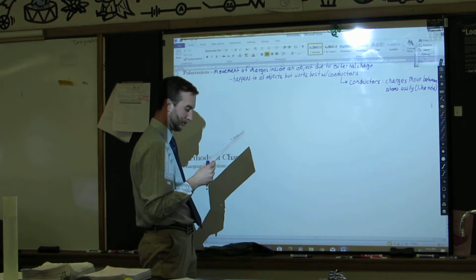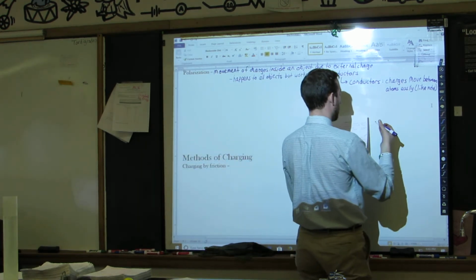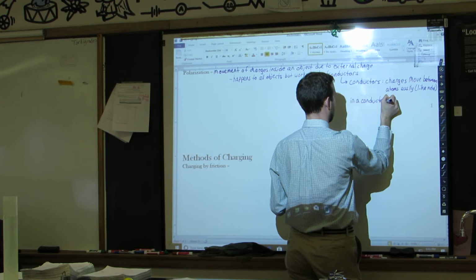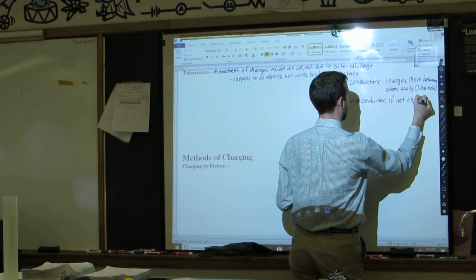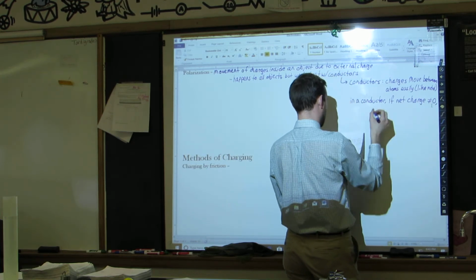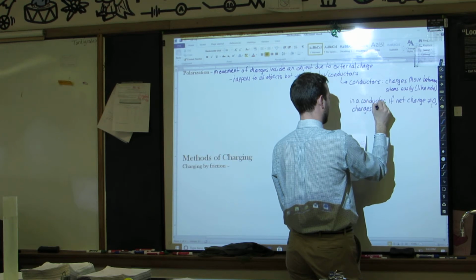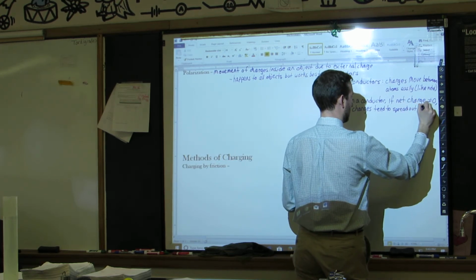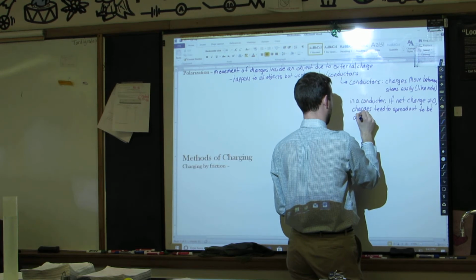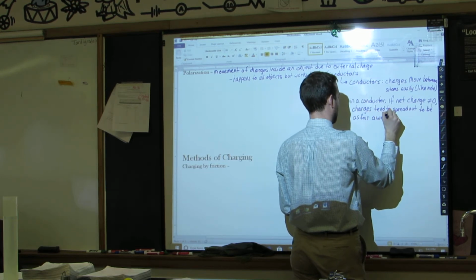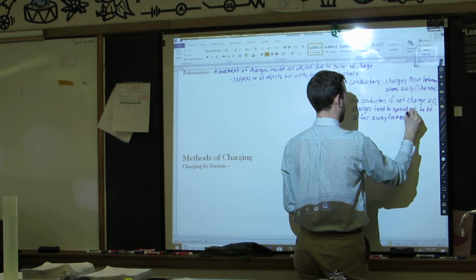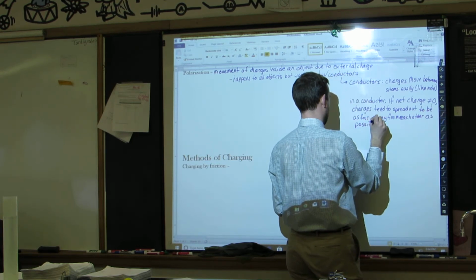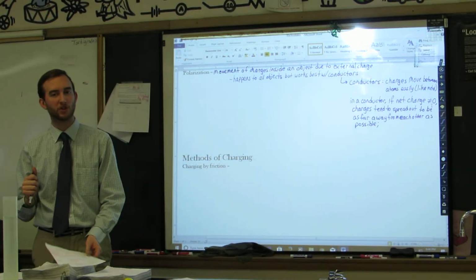Metal maintains a very loose grasp on the valence electrons, so they're able to flow very easily. In a conductor, charges always tend to spread out. If the net charge is not zero, then the charges tend to spread out to be as far away from each other as possible. Charges tend to spread out to be as far away from each other as possible in a conductor.